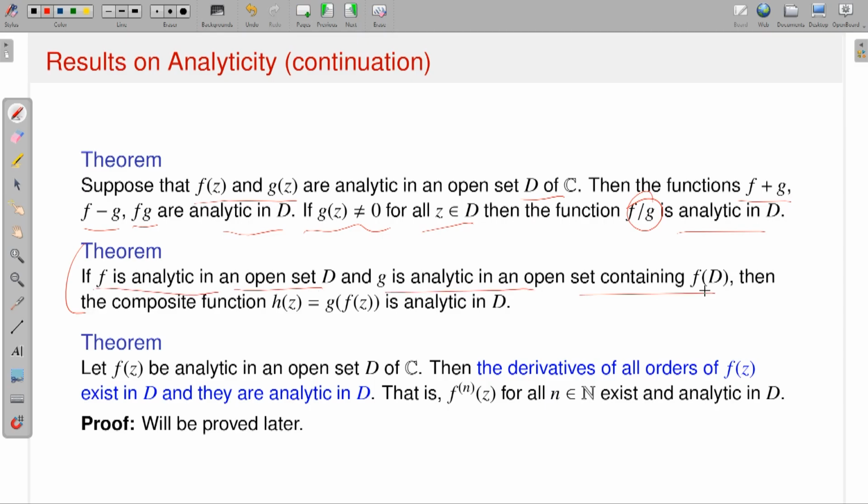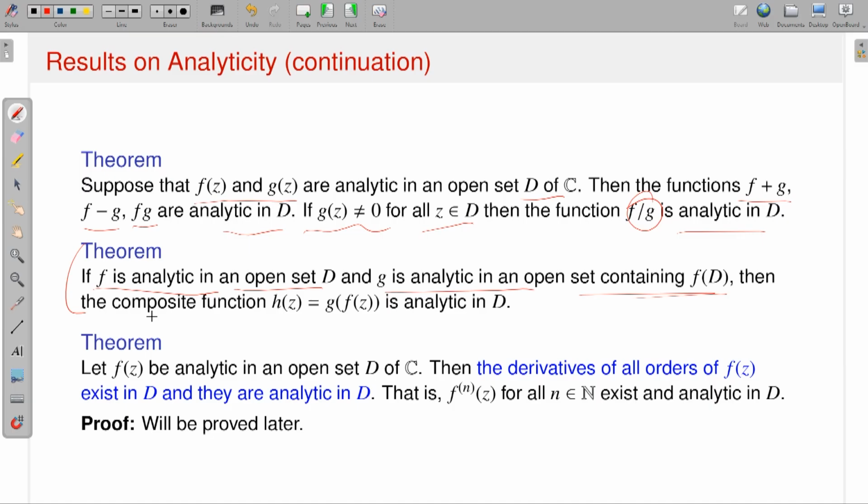It says that if f is analytic in an open set D and g is analytic in an open set containing f of D, so that the composition makes sense, then... Because f of D need not be open, f of D is just a set. So if I want to talk about analyticity on the set f of D, I need an open set which contains f of D, and g is analytic there. That is the statement I have written. Then the composition function g composed with f, which is g of f of z, is also analytic, and you can prove it.